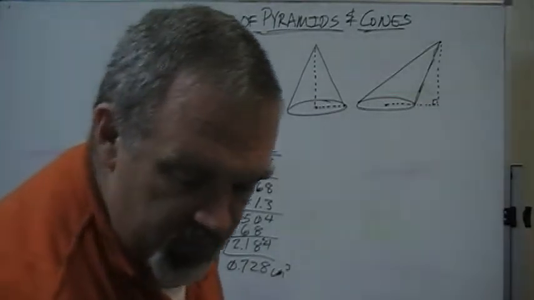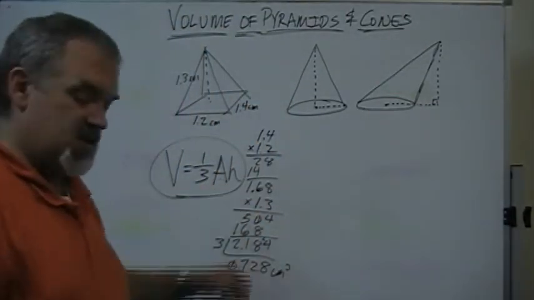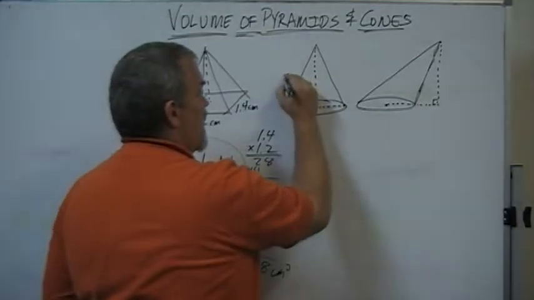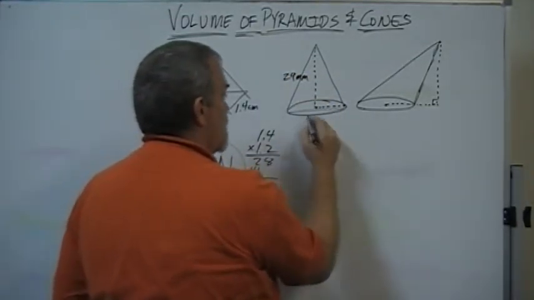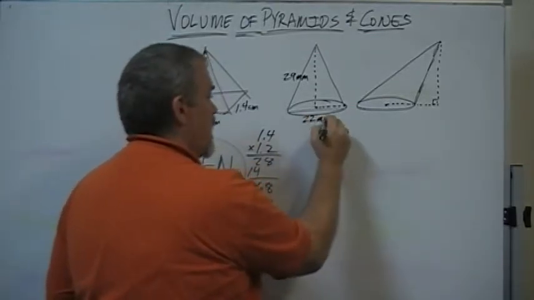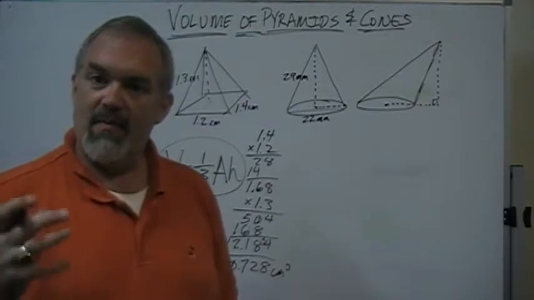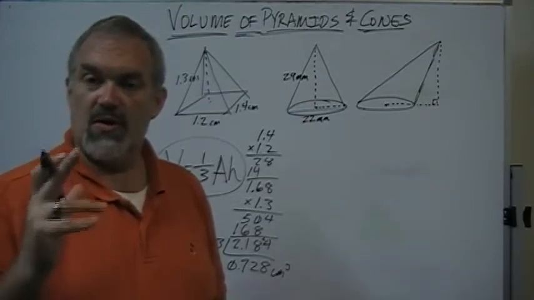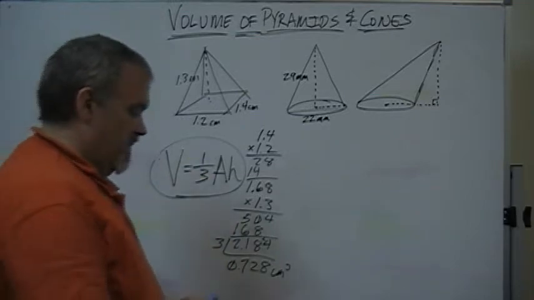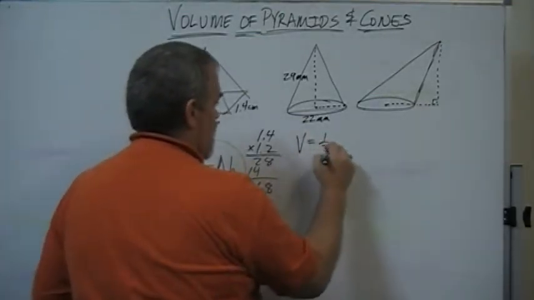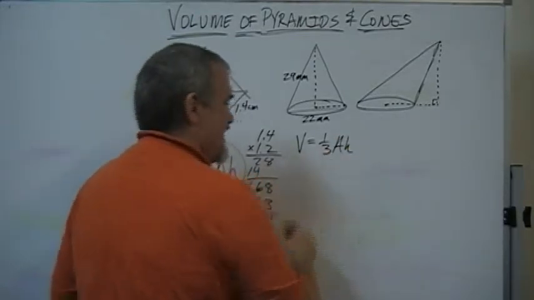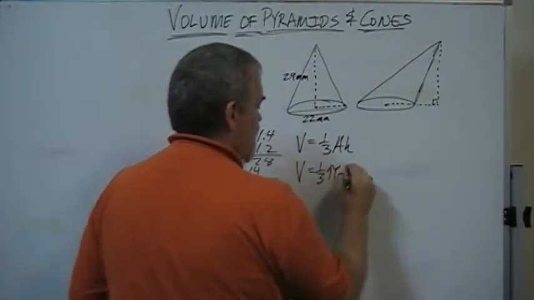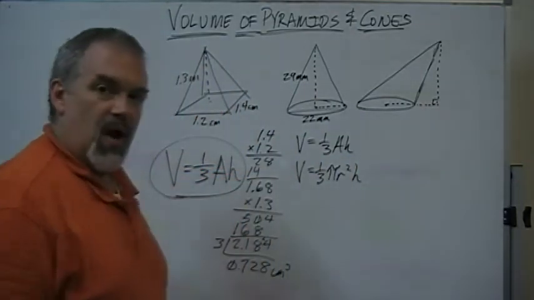Similarly, if I have a cone, it's still 1/3 of the area of the base times the height. So let's say that I had a cone that was 29 millimeters high and 22 millimeters all the way across. Now we already know the formula for the area of the base of the cone, because it's a circle. What's the area of a circle? Well, it's pi r squared. So we can take this formula, we can say volume equals 1/3 A times h, and we know that the area of the base is pi r squared, so we get 1/3 pi r squared h. We just replace the A with pi r squared.